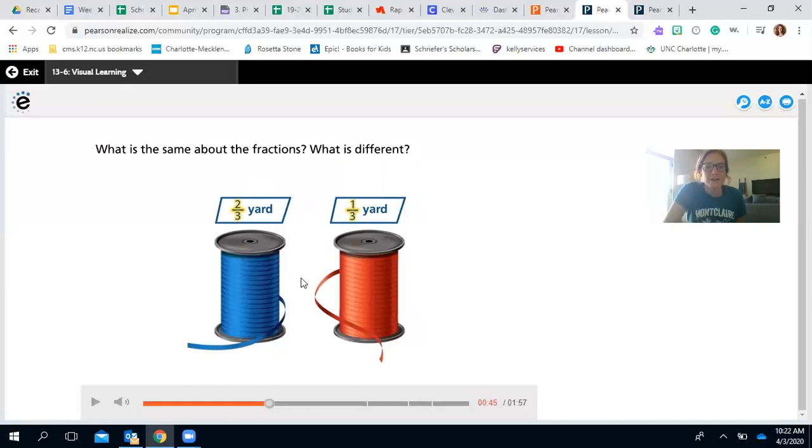The numerator, you're right. In this fraction, our numerator is 2. That means there are 2 parts of the whole. And in this fraction, the numerator is 1. That means only 1 part of the whole. So the denominators are the same. There are 3. And the numerators are different.